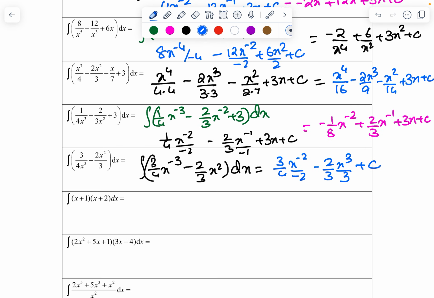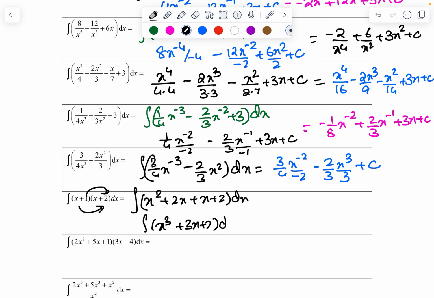Now first expand this one. x times this entire thing, so x squared plus 2x. Next one, 1 times this entire thing, so 1x plus 2 dx. So it becomes x cubed plus 3x plus 2 dx. So its answer is going to be x to the power of 4 upon 4 plus 3x squared upon 2 plus 2x plus c.